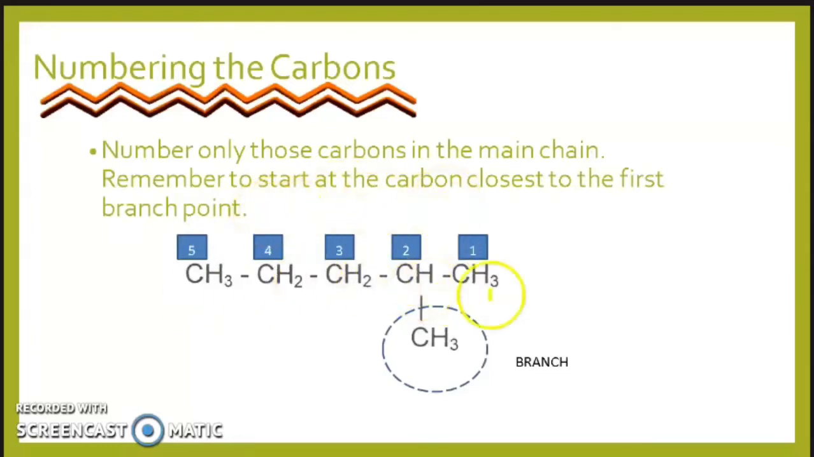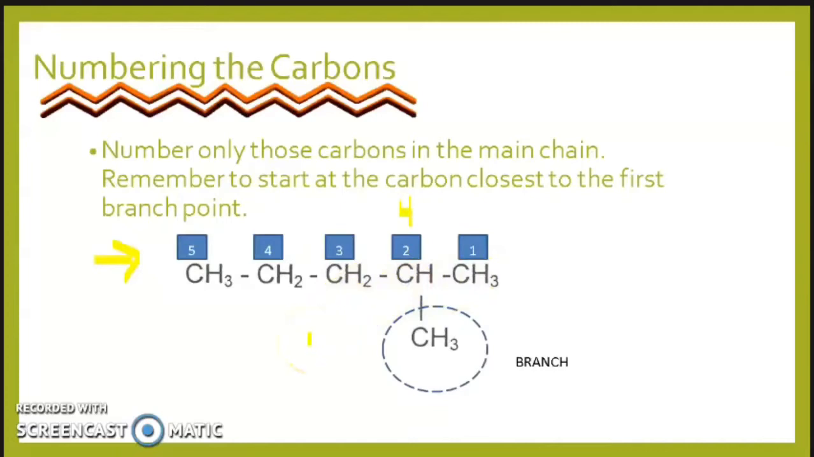We have to number the carbon atoms of the main chain in such a way that it gives the branch the lowest number. Now, we started numbering from the right side because it gives the carbon that holds this methyl group number 2. Well, if we number from the left side, the number of the carbon atom holding the methyl group would be number 4, and this is a larger number, so it's an incorrect way. The first way is the correct one.